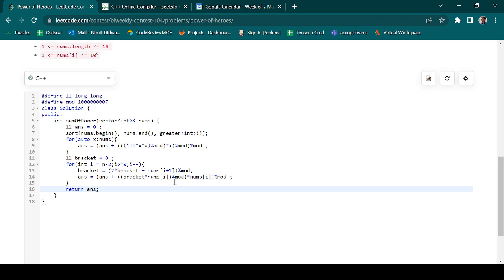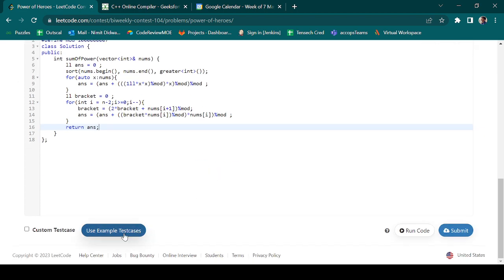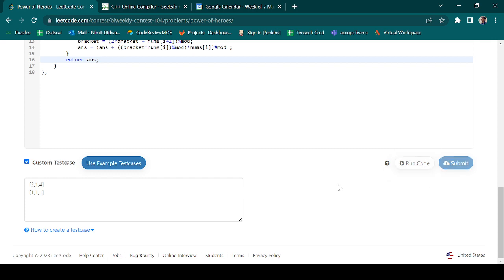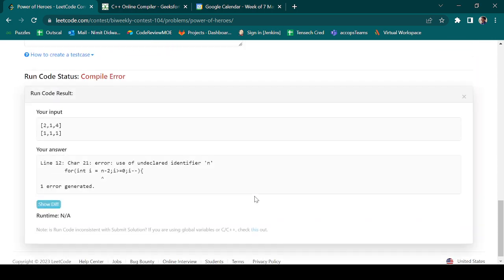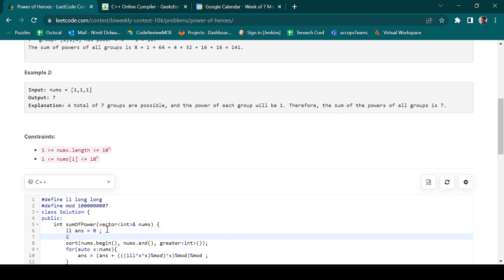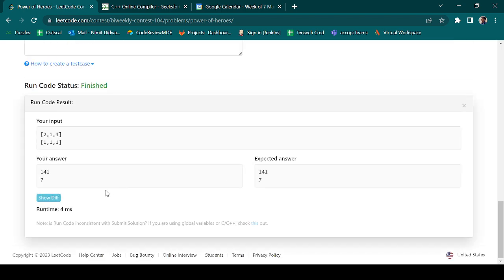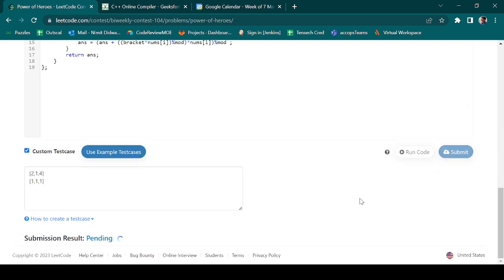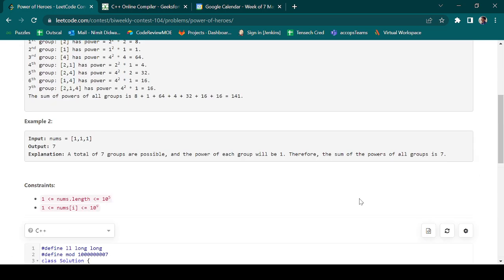Yeah, now it should work fine, let's run it. Okay, there is a compilation error. We also have to write int n is equal to nums.size() here. So 141.17 is the expected answer. Let's submit it. So it is accepted.